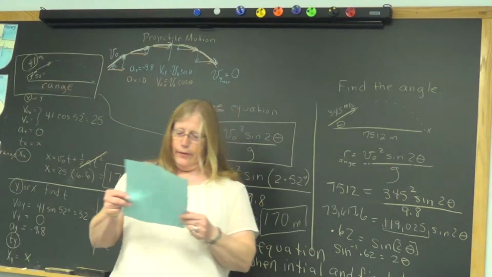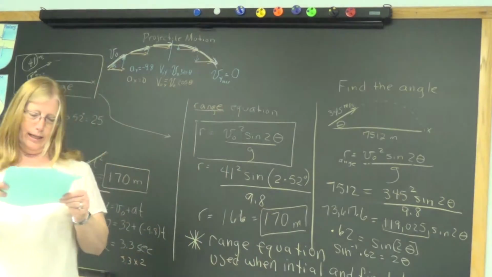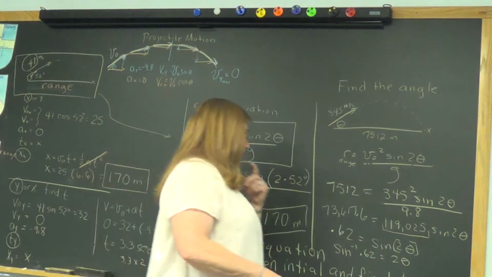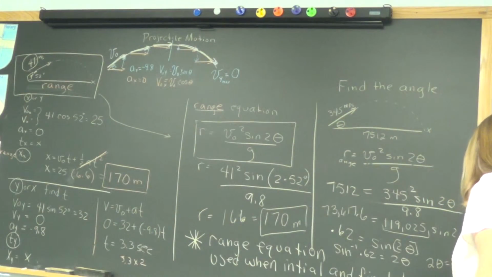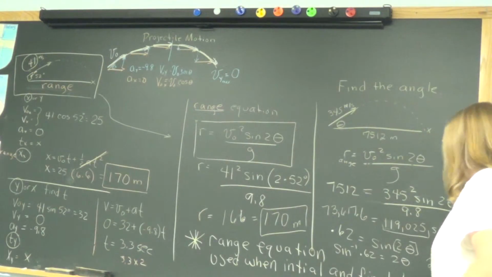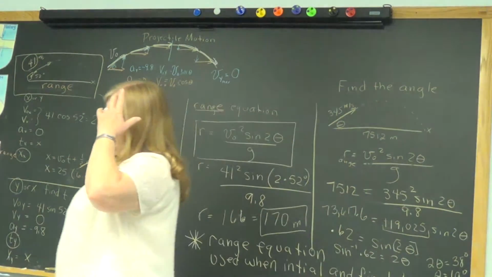So what is sine inverse of 0.619? Did someone get 38 degrees? Yeah. So 2 theta is 38 degrees. We don't care about 2 theta, we want theta. So we end up with 19. Alright, so a little trick on that.